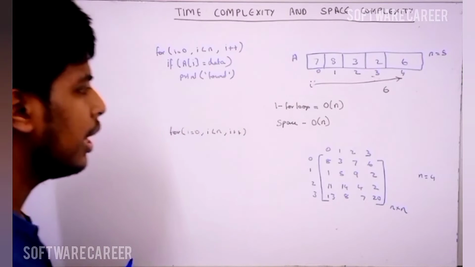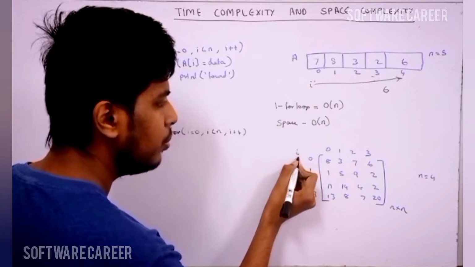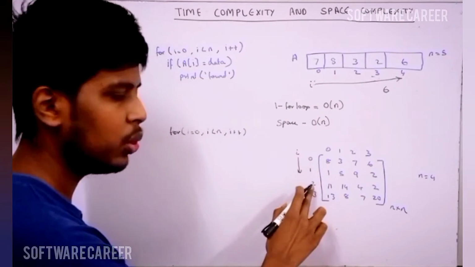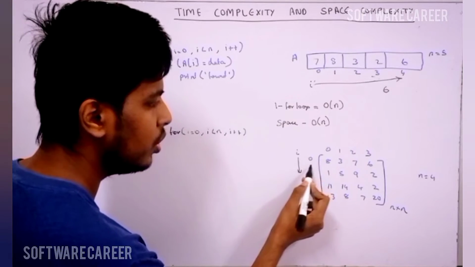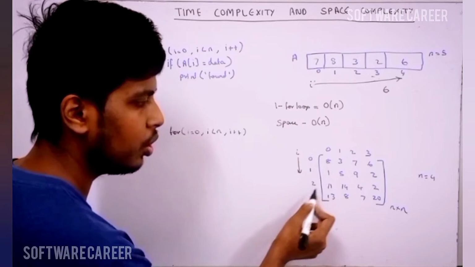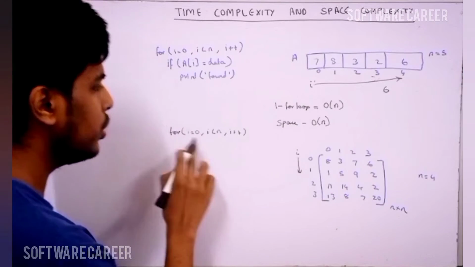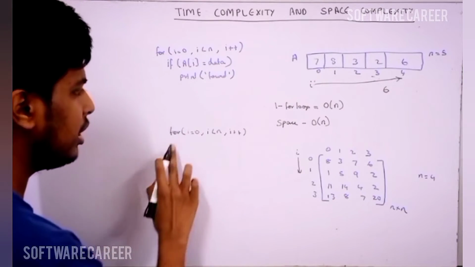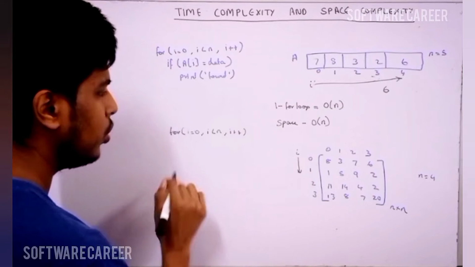What is this i loop? The i loop is for traveling through rows. You are traveling in the zeroth index, then the first index, then the second. That is the first row, second row, third row, fourth row. For traveling in a row, you need an index. That is i. I am writing a loop for traveling from 0 to 3.